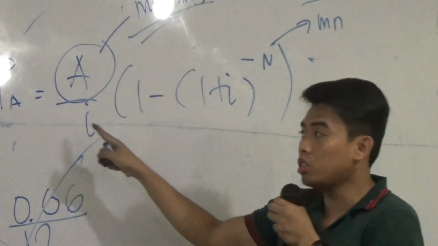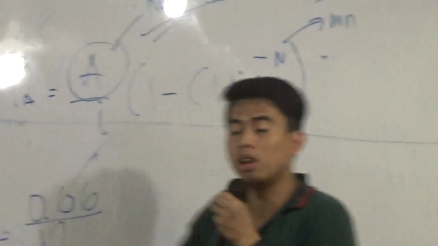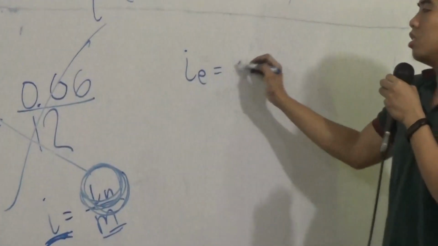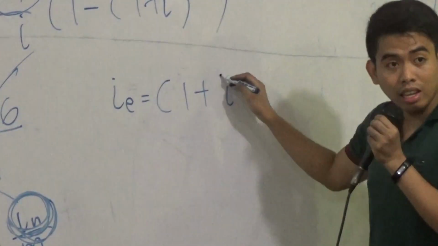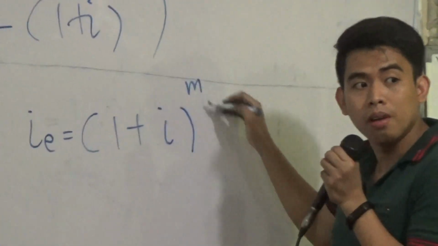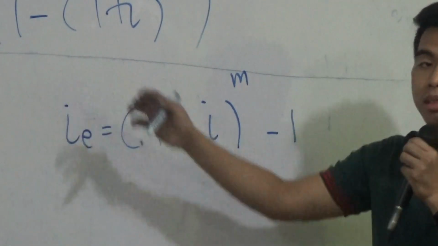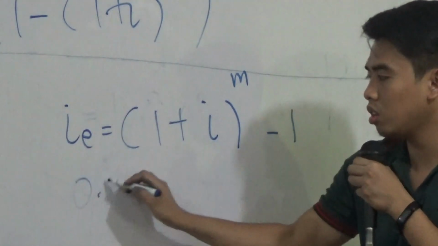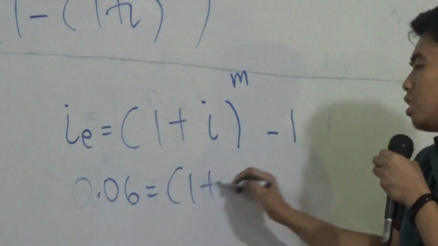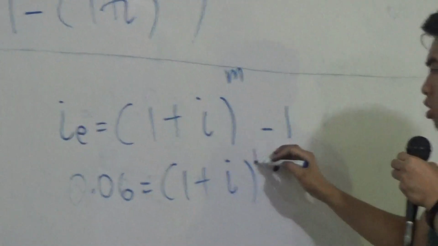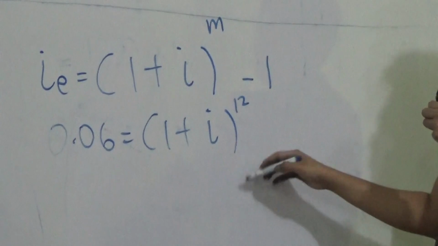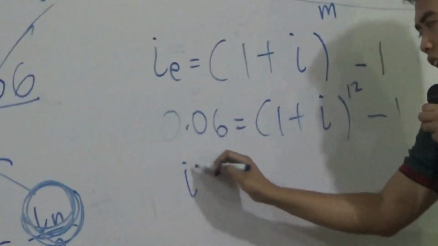Yung I para sa monthly using effective. Ano ba formula ng effective? Sir, ang effective is 1 plus I raised to M minus 1. Yan yung gagawin. Pag nagawa mo yan, tapos na. So this is 0.06: 1 plus I raised to M, which is 12, para monthly yan, minus 1, solve for I.